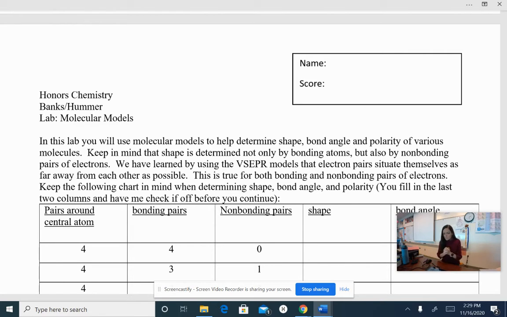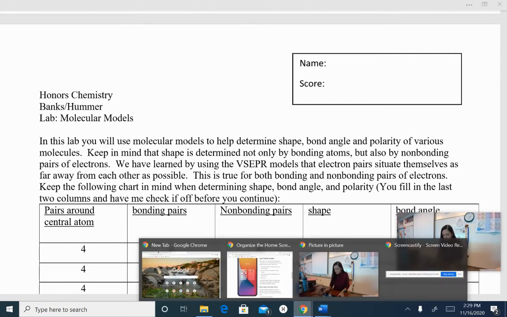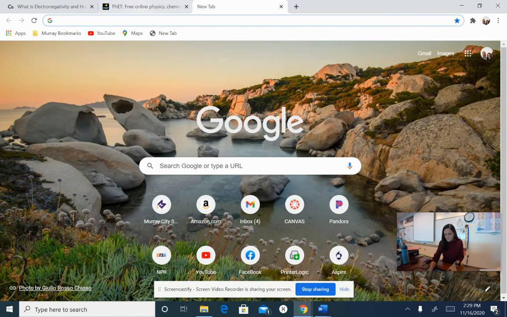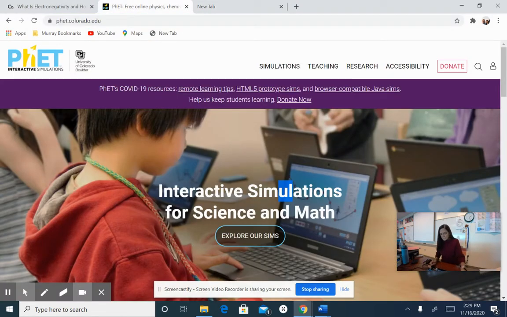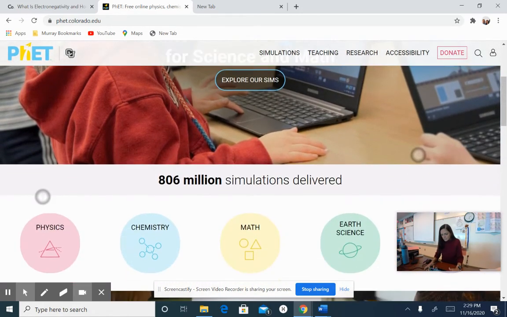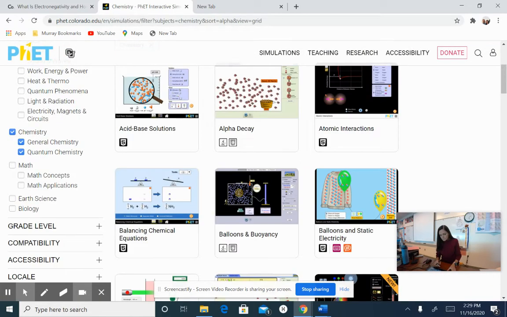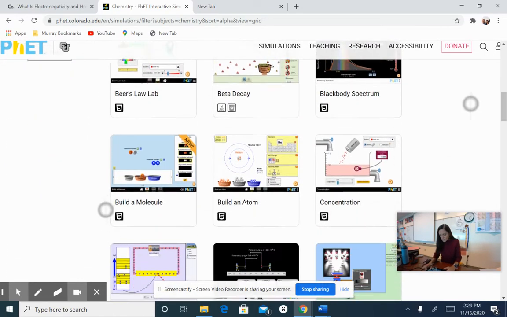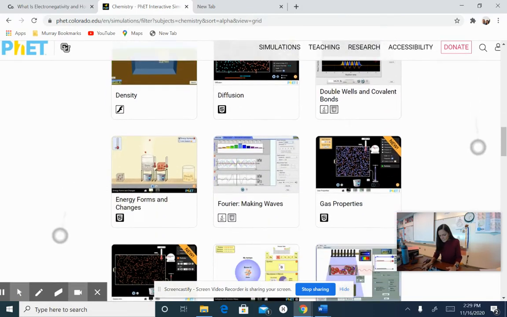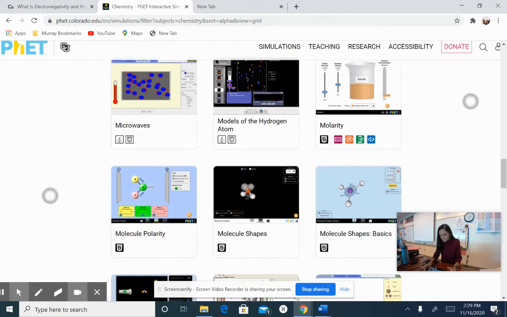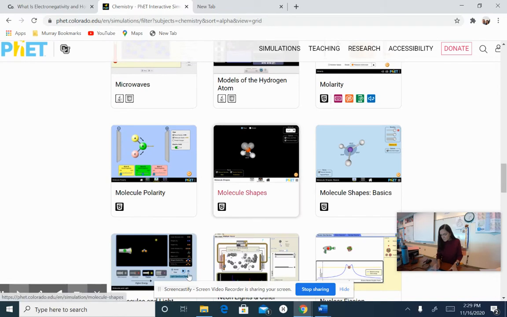So instead, we are going to use PhET. So you're also going to want to have PhET out in this. If we go to the PhET website, we want to get to the bottom of that PhET website where we have physics, chemistry, and math and earth science. We're going to click on the chemistry, and these are all the chemistry PhETs that they have. We are interested in the PhET that is called molecule shapes. It's right here. It's got this black screen with this molecule here, molecule shapes.